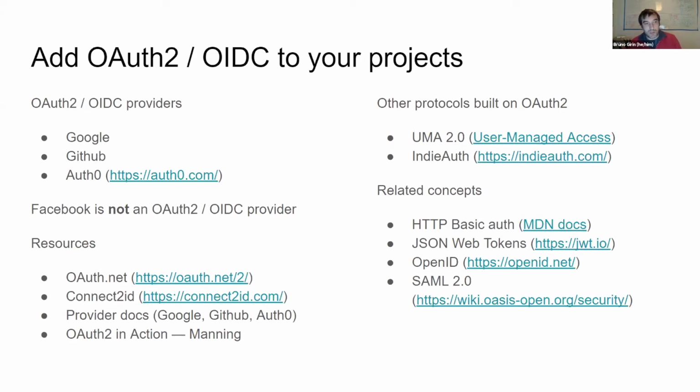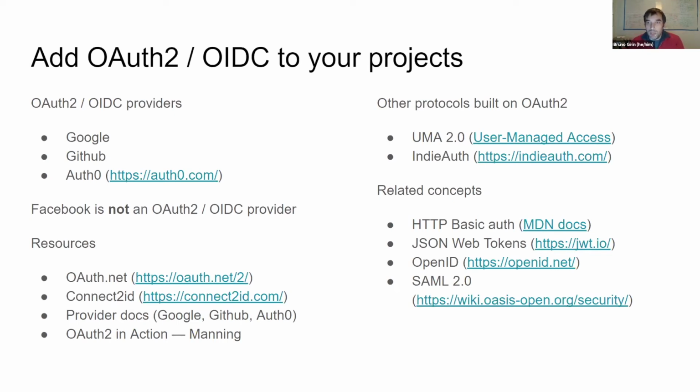Use something else. Resources, I suggest you have a look at oauth.net, which has a lot of great resources on OAuth 2. Connect2id has a great learn section that will tell you everything about OpenID Connect. And the provider docs are typically well written. If you really want to get into the nitty-gritty of it, you can get the OAuth 2 in Action book by Manning. It's extremely good. It will take you through all the different pieces to build an OAuth 2 authorization server, the protected resource, and the client. And it will also show you how OpenID Connect works.